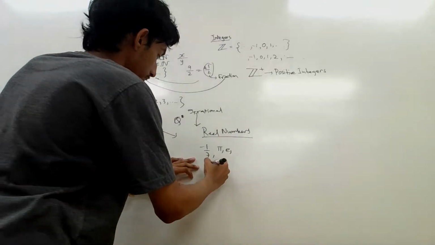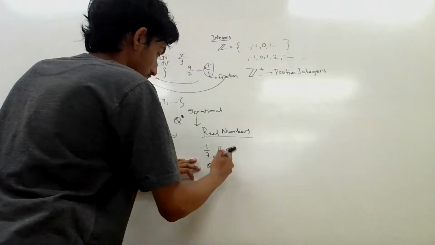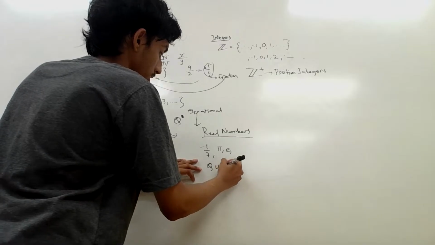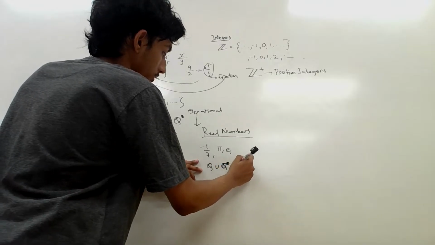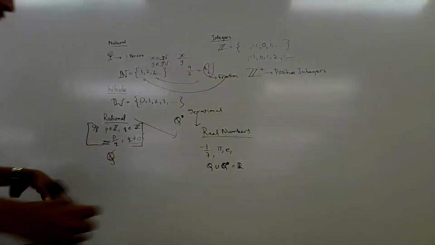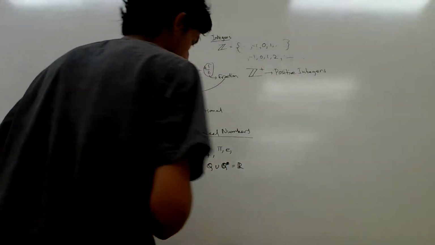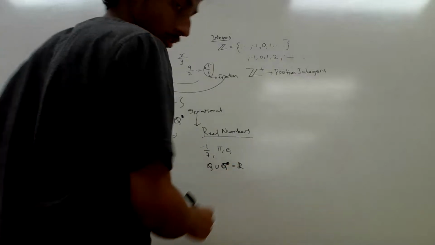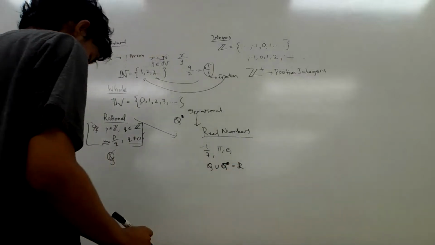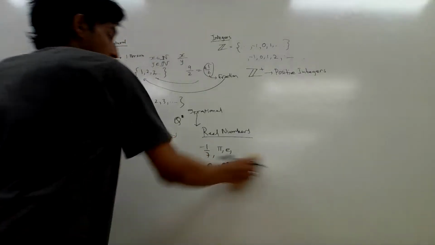So if I write Q union with Q star, it will give you real numbers. I hope you understand the union sign. This means taking both of them and merging them together. So that's the definition of real numbers, denoted by capital R. It's not an R actually, but a fancy-looking R.